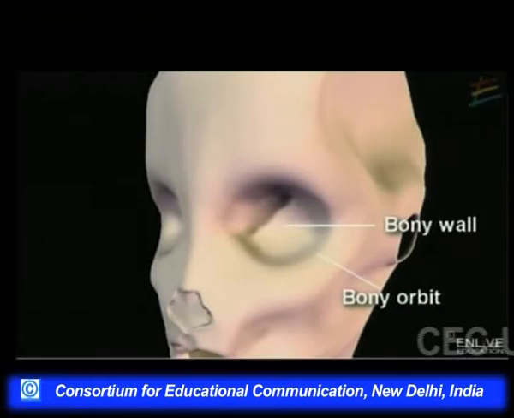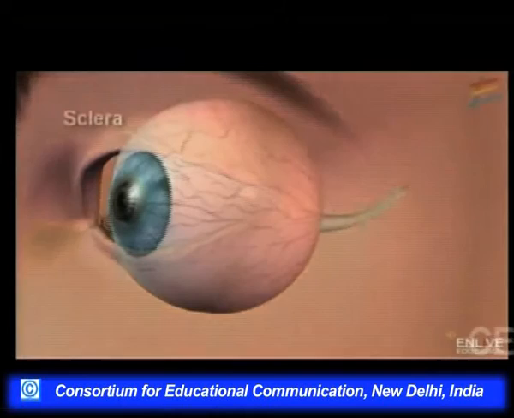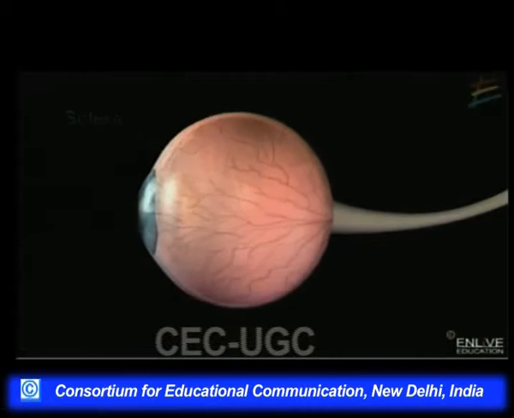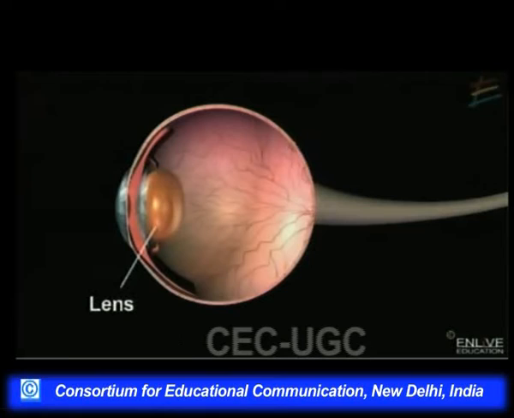The capsule of the eyeball seems to have three layers. This thick tough outer layer is called the sclera and serves to protect the delicate structure within. This transparent bulging portion is called the cornea. There is also a crystalline lens, which is one of the main parts of the human eye.